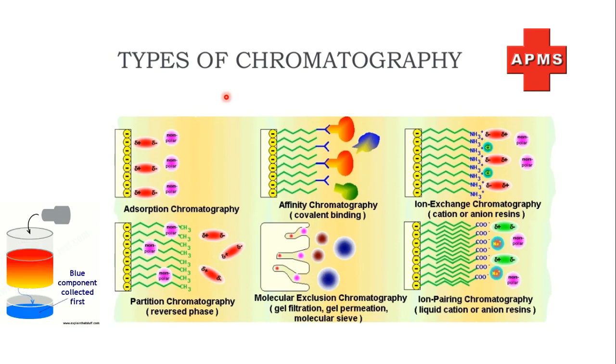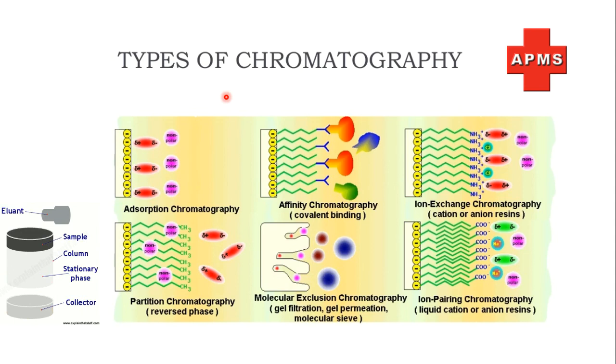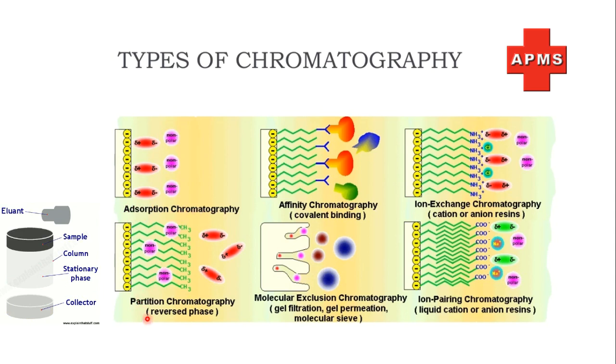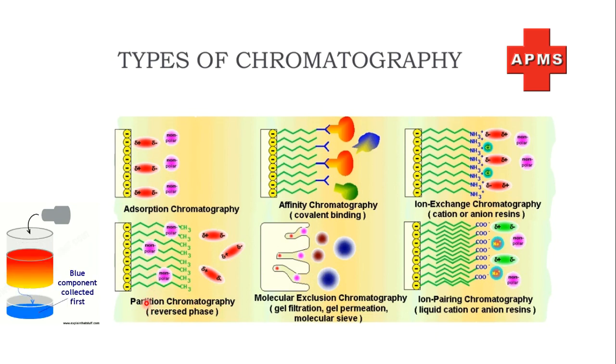or we can see this classification on the basis of nature of stationary phase and nature of mobile phase. Mobile phase which contains a sample. See this first, a hypothetical diagram related to adsorption chromatography, and the second is partition chromatography. These both terms we have learned in earlier lecture.